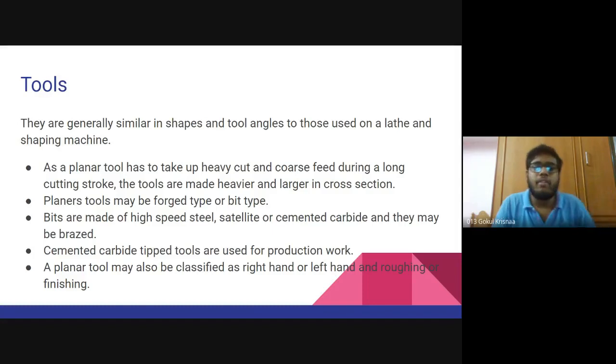Planer tools may be forged type or bit type. Bits are made up of high speed steel, stellite or cemented carbide, and they may be brazed. Cemented carbide planer tools are used for production work. A planer tool may also be classified as right hand or left hand, and roughing or finishing.